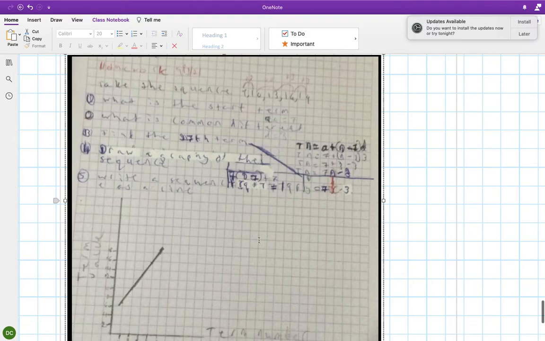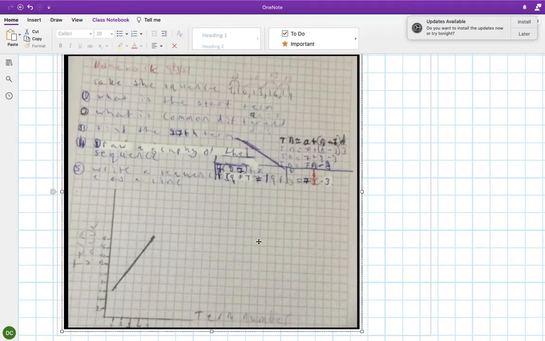Okay, Rakib. I'm just going to correct this homework. Found it. Sorry, I have to find my iPad.